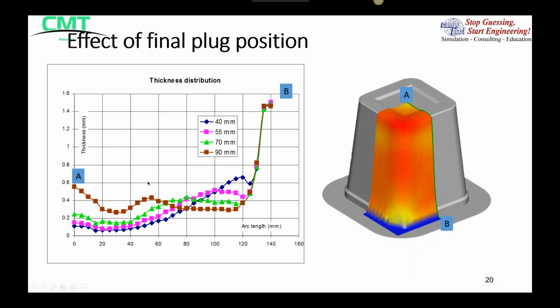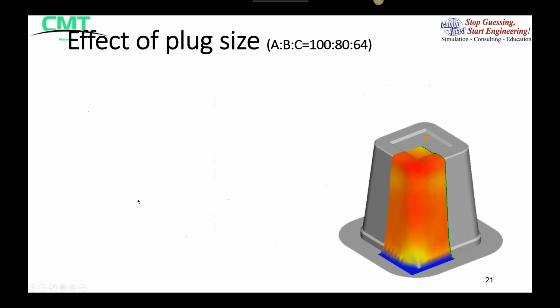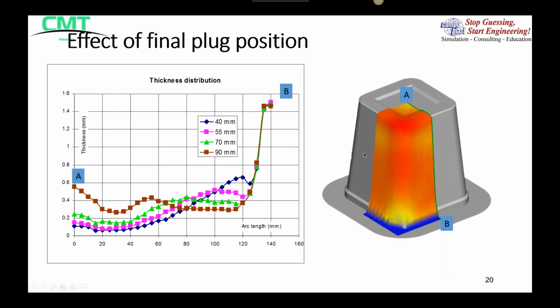And the most uniform wall thickness from point A to B, you can see, is when we have the greatest engagement. In other words, we've pushed the plug 90 millimeters into the cavity, and in this case we have a higher thickness at point A and a more uniform thickness all along that wall, and then an increase in thickness as we get up to the flange of the cup.